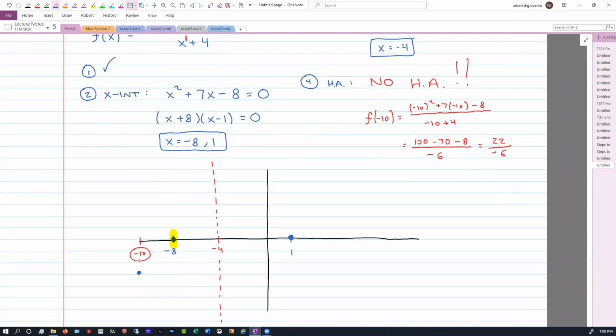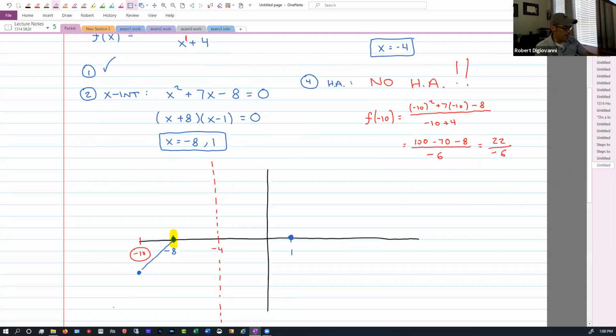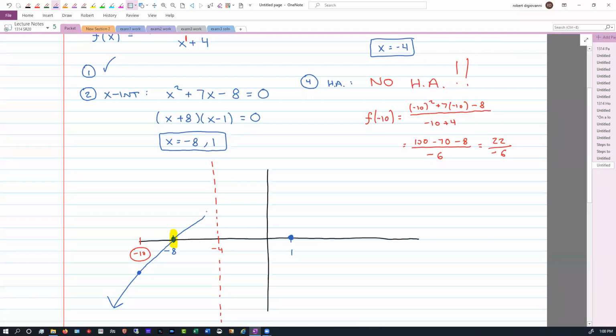I mean, we know it does this, and we know it goes down forever. But now I need to draw to the right. So if I continue to draw to the right, what's going to happen here? The barrier forces me up or down? Up. Got to be up. Can't cross the x-axis.